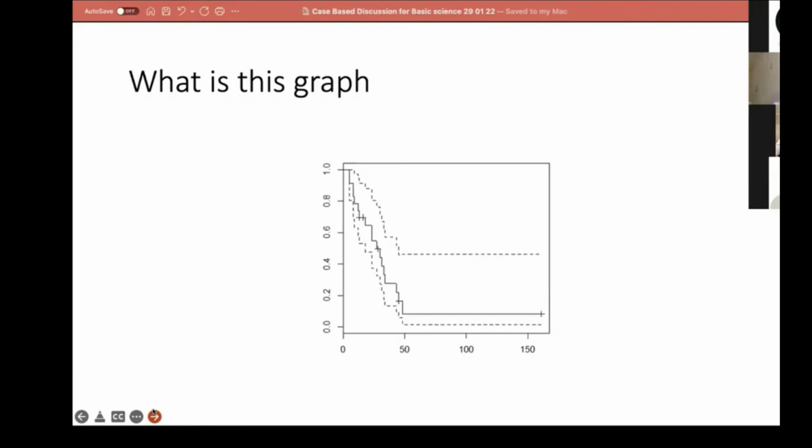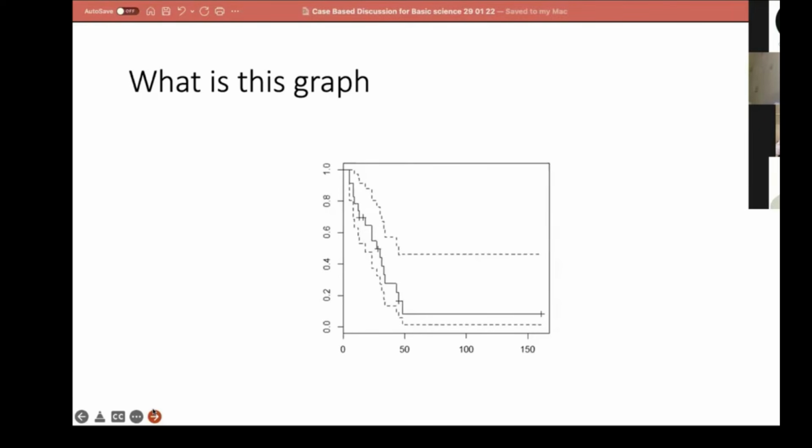The central line, which I'm interested in describing to start with, has vertical dips, which indicate the time of failure, here a revision. The small vertical blips on the horizontal line indicate right censoring. Right censoring means withdrawals, like if the patient is lost to follow-up or a death. These are all right censoring.